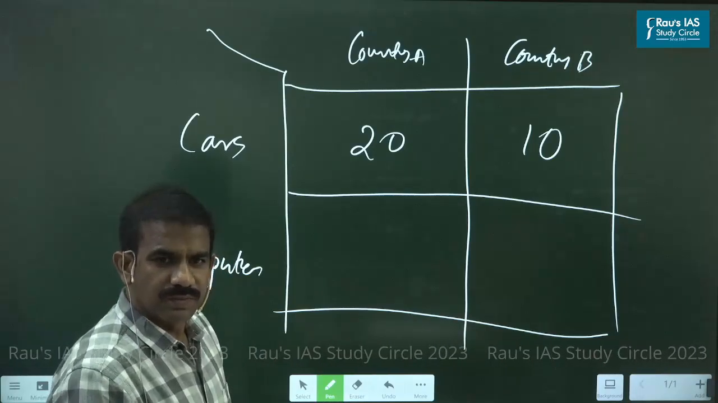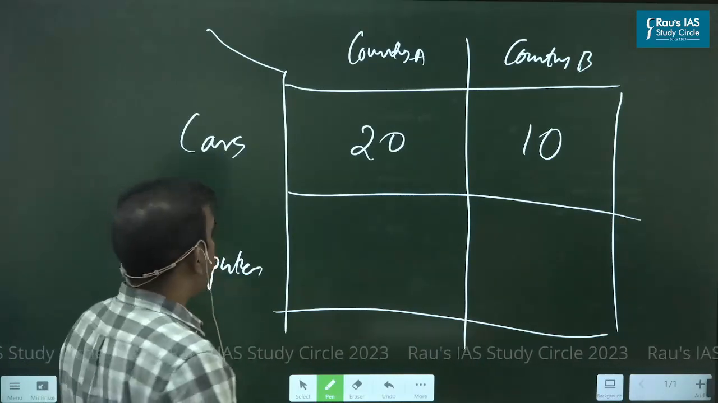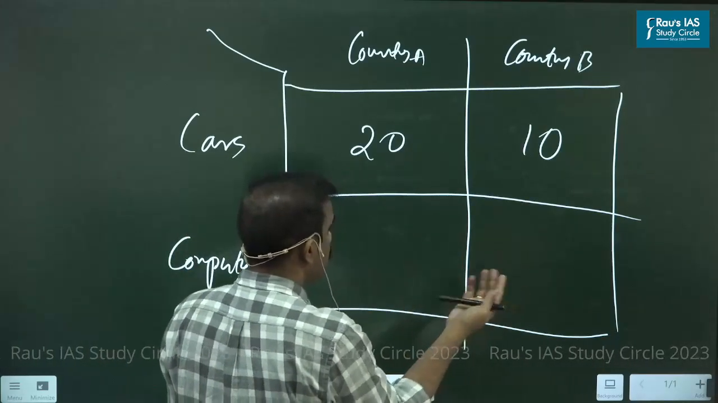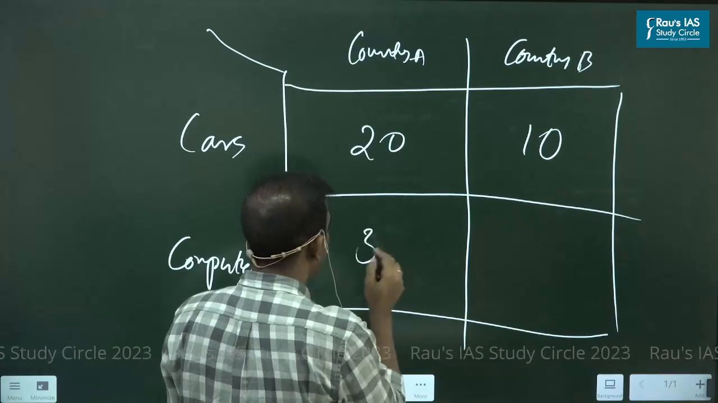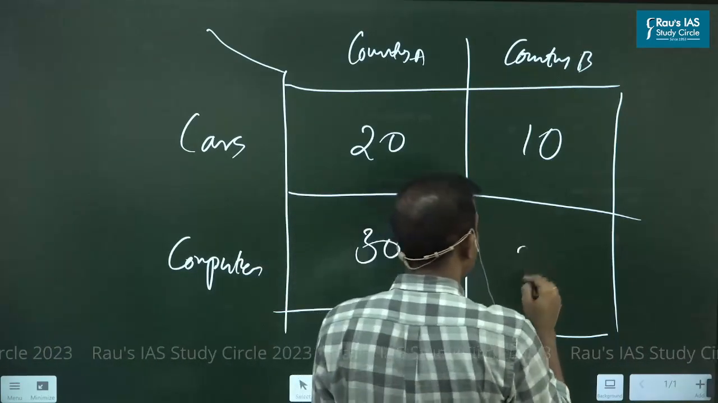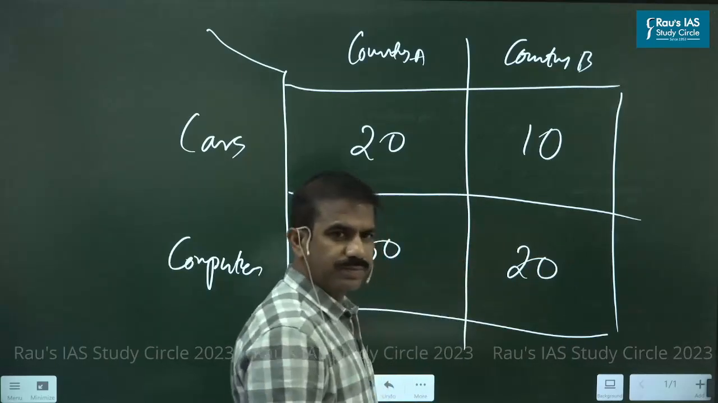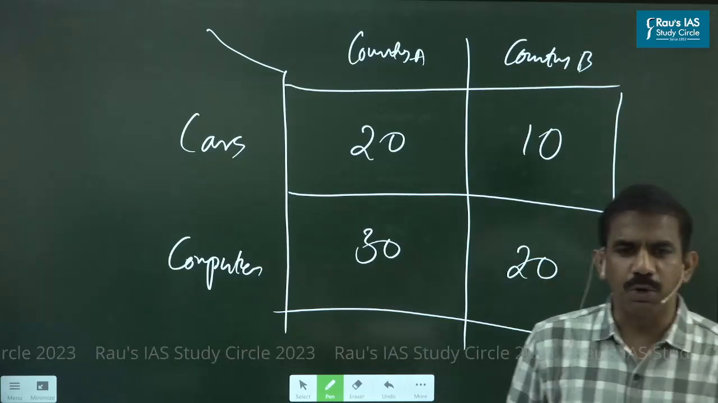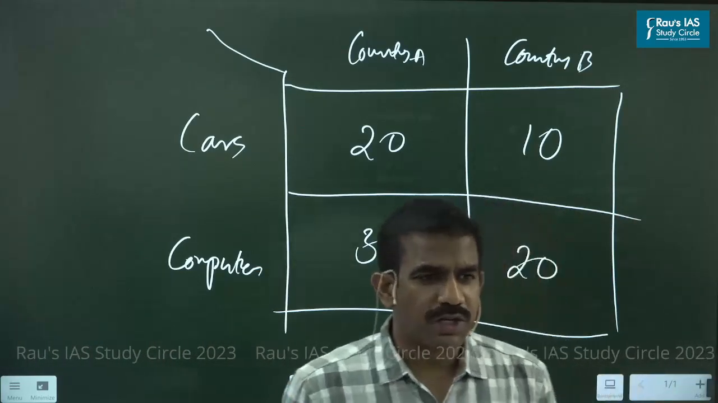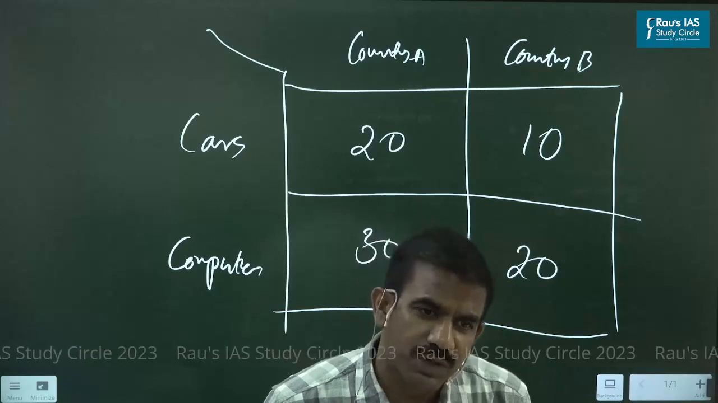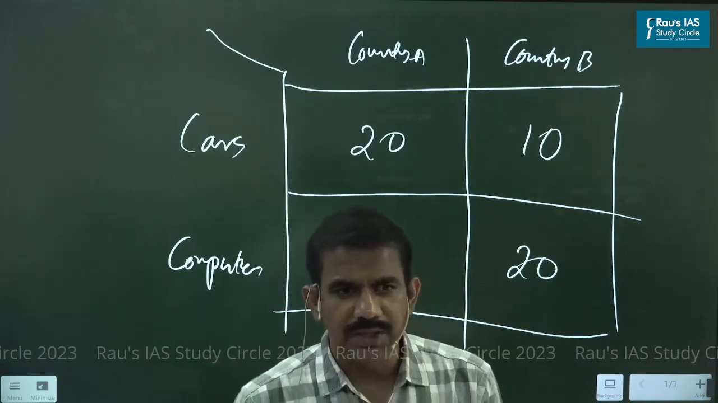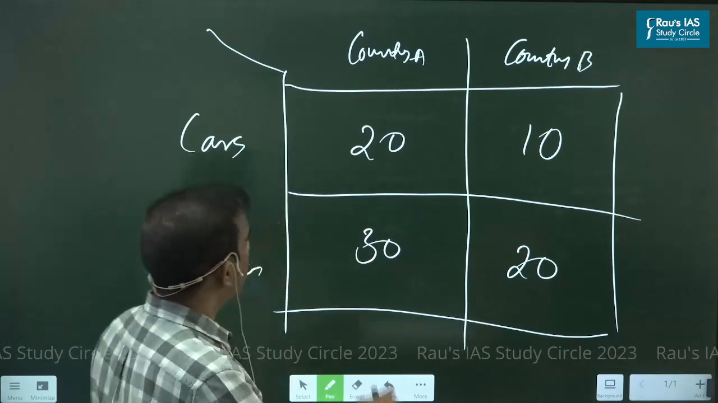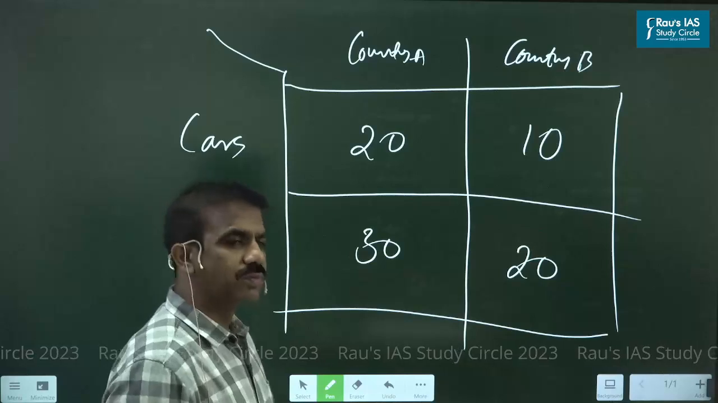Whereas when it comes to computers, let's say A could produce 30 computers and B could only produce 20 computers. Let's say that's the maximum production possibility of those nations in the span of 1 month with a given set of resources. Is that matrix clear to you? Yes? So now tell me, who is relatively more productive?